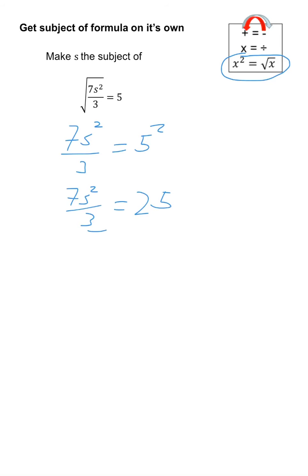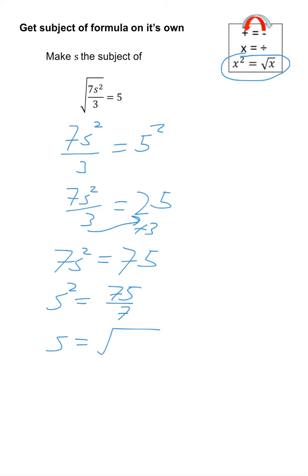Now, let's bring the 3 over, and we multiply by 3. So 7s squared is equal to 25 times 3, that is 75. I need to get rid of that 7 now, so we'll do s squared is equal to 75 over 7. Again, I have a squared, and I want to get rid of that, so we square root the other side. So then s is equal to the square root now of 75 all over 7. And that's the question done.